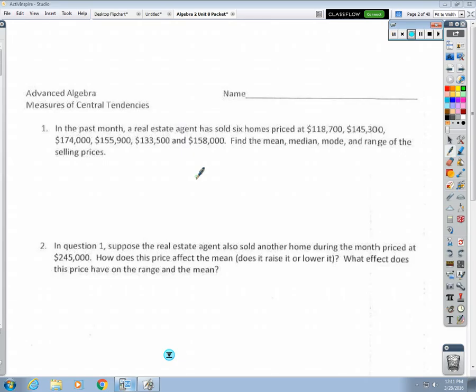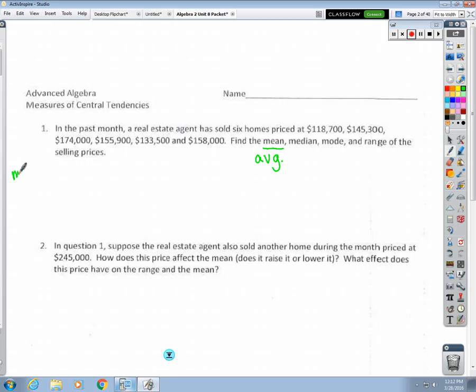In the past month, a real estate agent has sold 6 homes priced at the following amounts. Okay, so those 6 homes were those 6 prices. We're going to find the mean, the median, the mode, and the range of these selling prices. Okay, starting with mean. What's another word for mean? Average. How do you calculate an average? Right, you add it all up and you divide by how many there are.